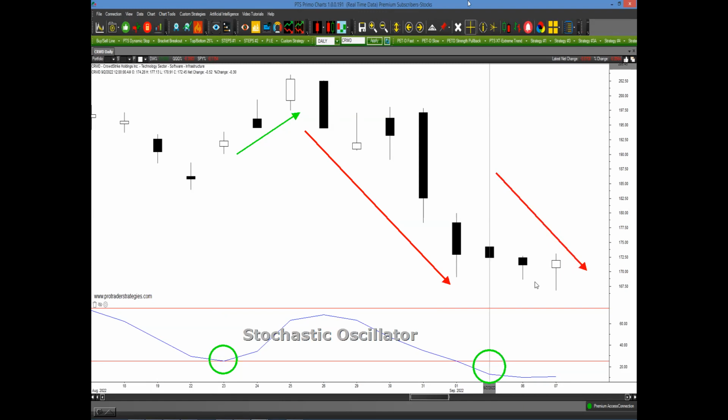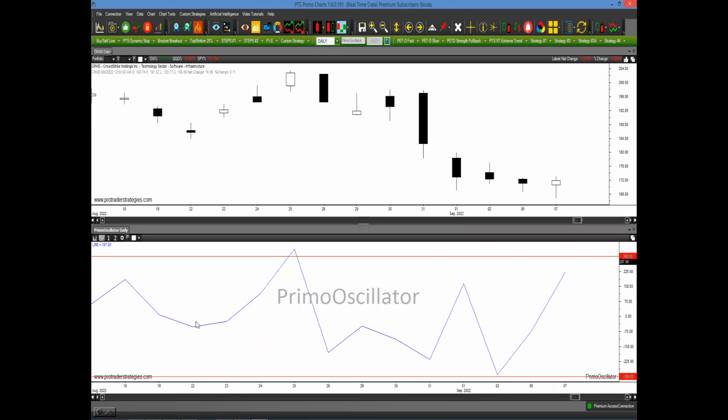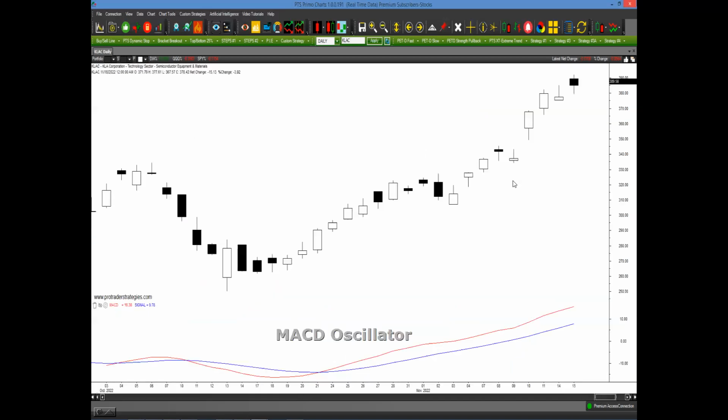Let's look at the same chart with the Primo oscillator, okay? As we see, the oscillator right here went above the upper threshold, which was now signaling most likely a price direction change to the downside. And look what happened. It went straight down after that. So you're never buying close to the top and buying close to the bottom either, okay?